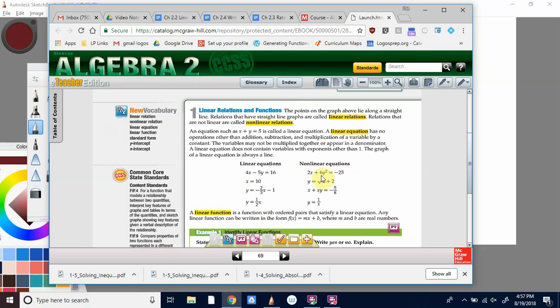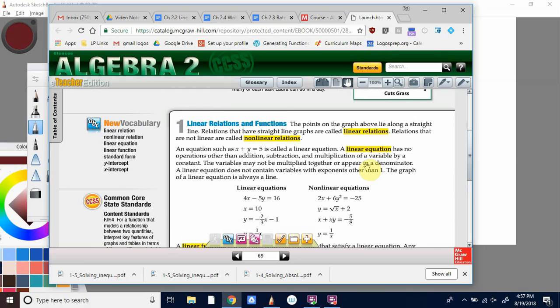Let's look at this column. Why is the first one not a linear equation? Because you have y to the second power. And why is this one? Because you should know that the square root of x can be rewritten as x to the 1/2. You should have touched upon that in Algebra 1. We're going to relearn it again this year. Why is the third one not a linear equation? Because you have the product of two variables, which you cannot have. And the very last one, why is it not? Because you cannot have a variable in the denominator.